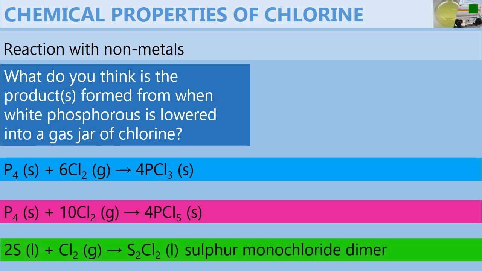Similarly, chlorine reacts with liquid sulfur to form sulfur monochloride dimer, which can also be called disulfur dichloride.